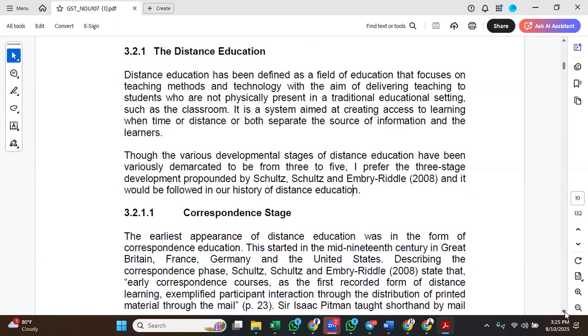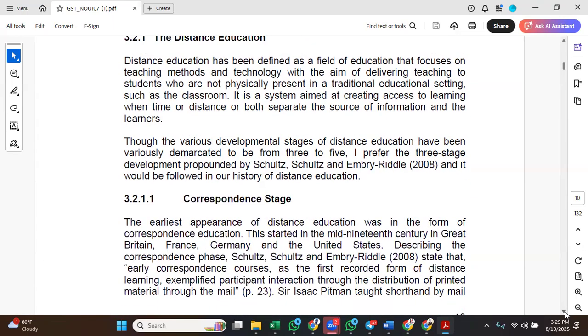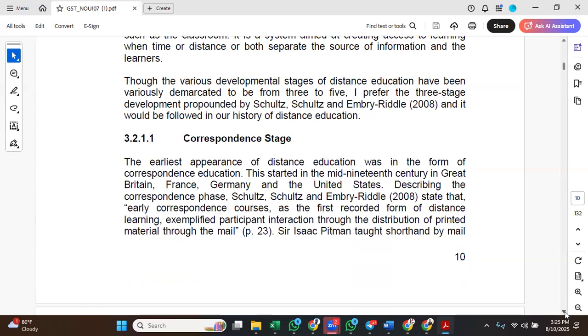So, what are the 3 stages according to them? According to the above mentioned names in 2008, the 3 stages of distance education are: number 1, let's start with the correspondence stage. Now, what is this correspondence stage all about? What happened there? Or what time do we call the correspondence stage? The earliest appearance of distance education was in the form of correspondence education. This is a question in the exam. This statement is very important.